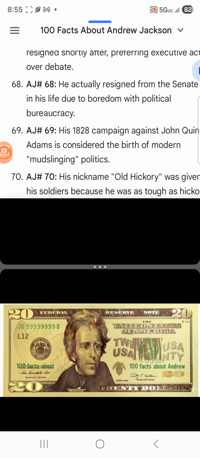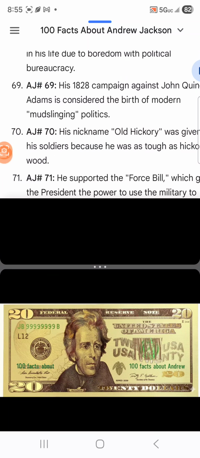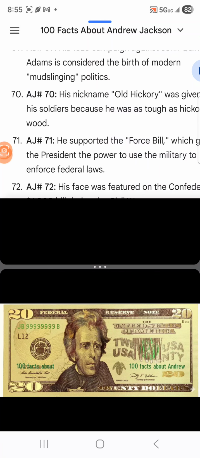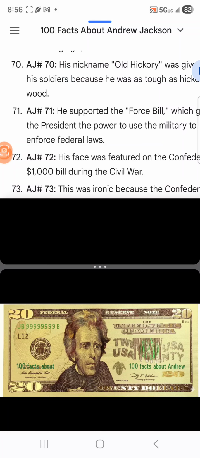69. A.J. number 69. His 1828 campaign against John Quincy Adams is considered the birth of modern mudslinging politics. 70. A.J. number 70. It is. His nickname Old Hickory was given by his soldiers because he was as tough as hickory wood. 71. A.J. number 71. He supported the Force Bill, which gave the president the power to use the military to enforce federal laws. Another thing he kind of has in common with Abraham Lincoln.